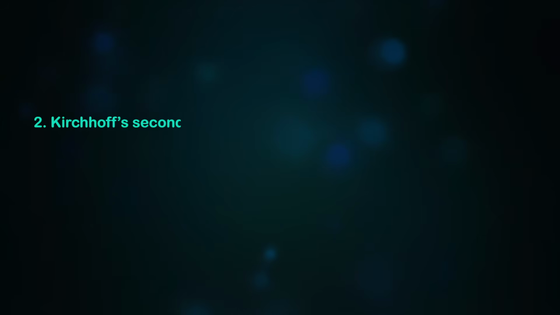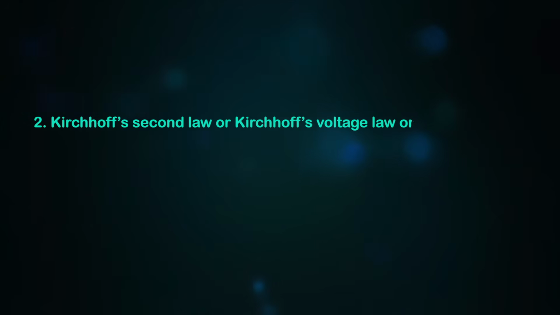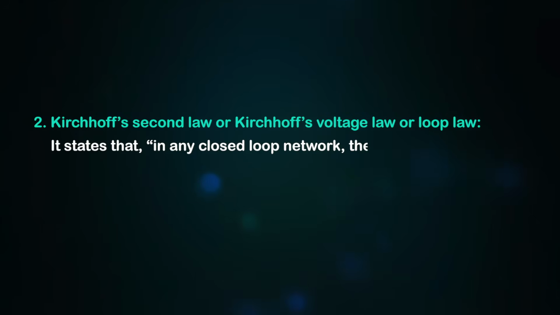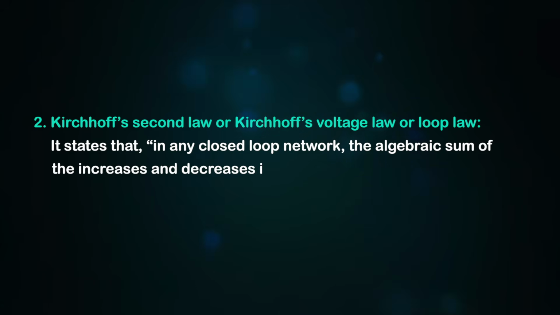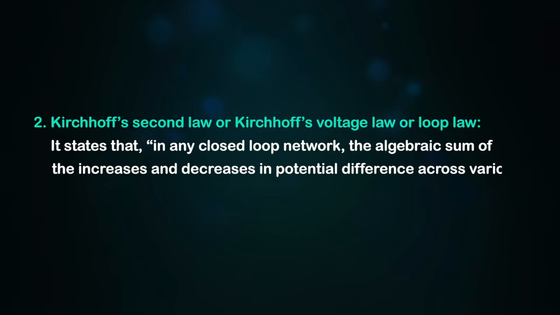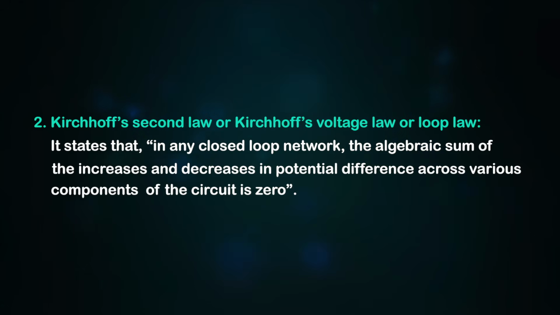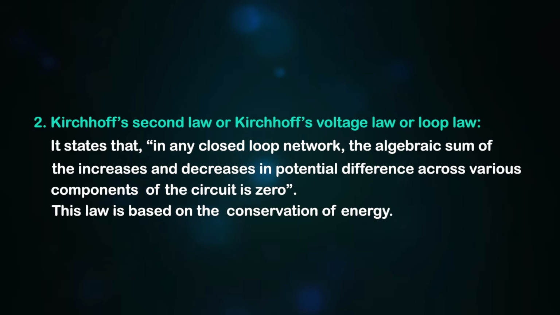Kirchhoff's second law, or Kirchhoff's voltage law, or loop law. It states that in any closed loop network, the algebraic sum of increases and decreases in potential difference across various components of the circuit is 0. This law is based on the conservation of energy.